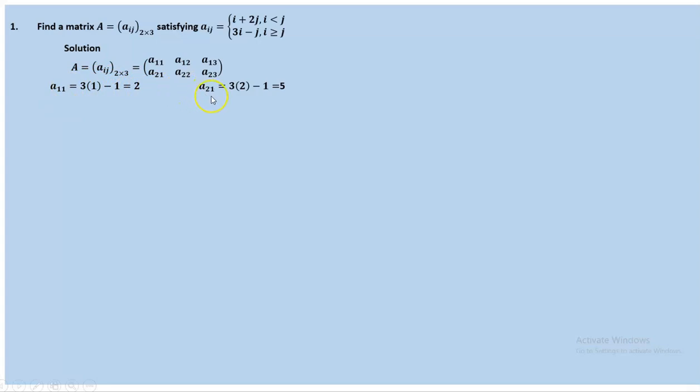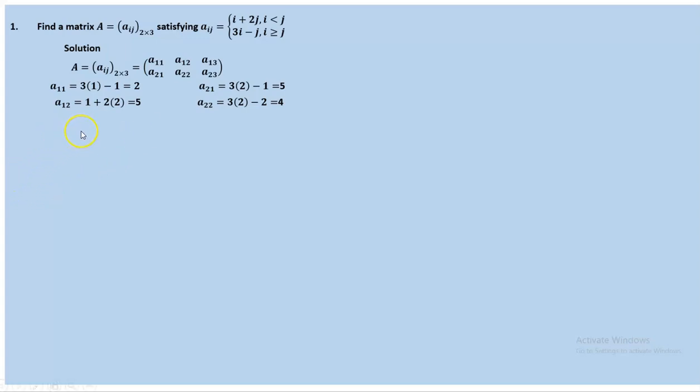And the next one is A21. In the case of A21, the i part is 2 and the j part is 1. So clearly i is greater than j, so you need to use the lower part, which is 3i minus j. So 3 times 2 minus 1 is going to be used. In place of i take 2, and in place of j take 1, and this is going to be 5.